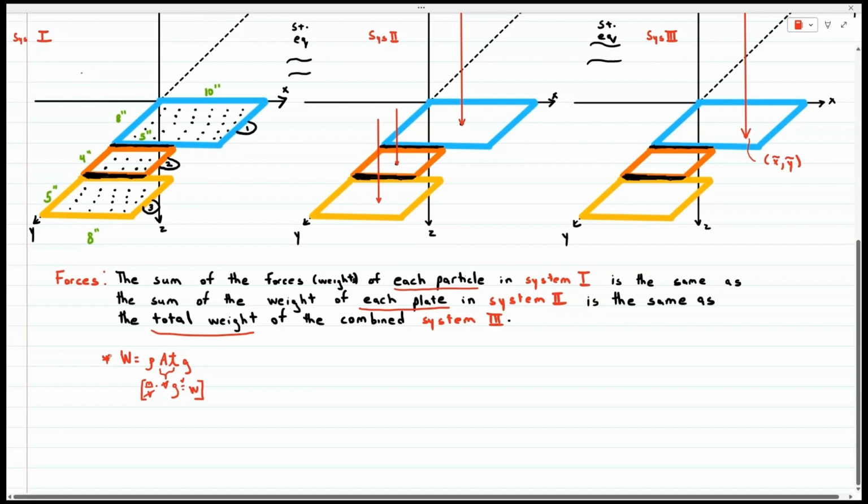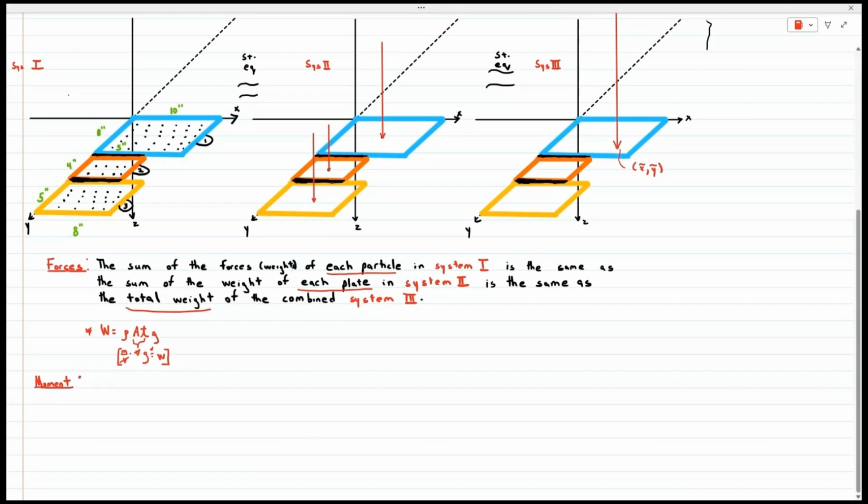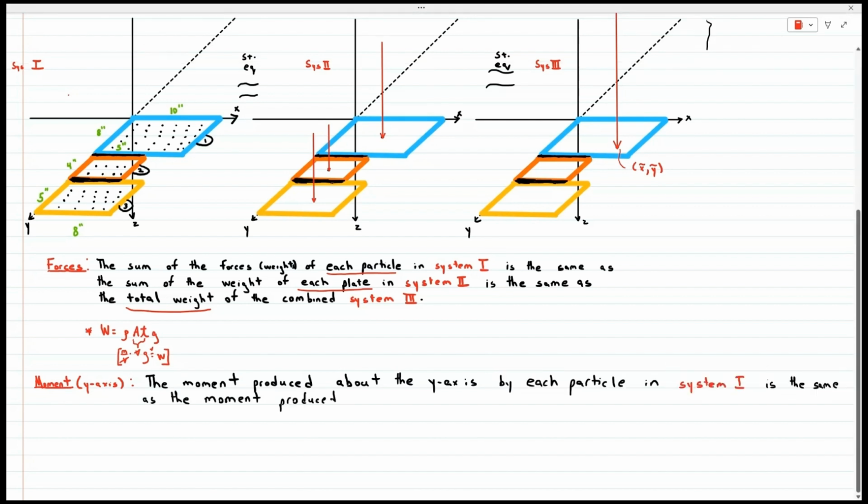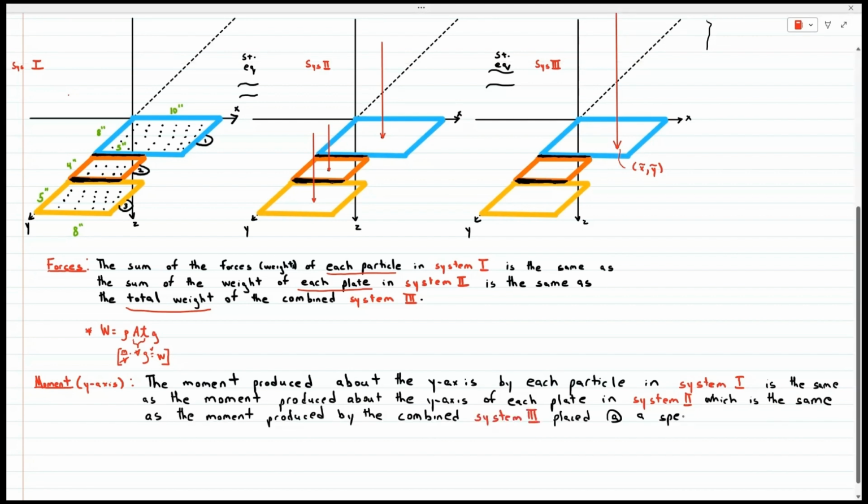What about the second condition, where our moments must be the same in all of the systems? In order for our moments to be the same, let's choose an axis, let's say the y-axis for instance. What we would say for static equivalence is that the moment produced about the y-axis by each particle in system 1 is the same as the moment produced about the y-axis by each plate in system 2, which is the same as the moment produced by the combined system placed at a special point known as the center of mass.